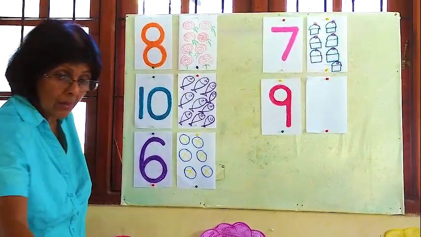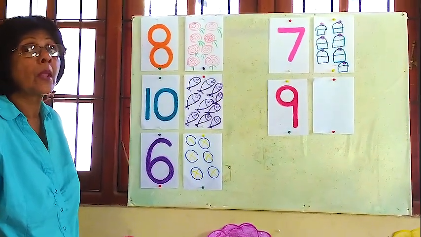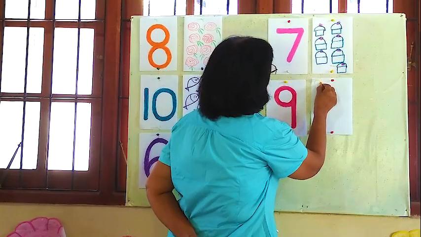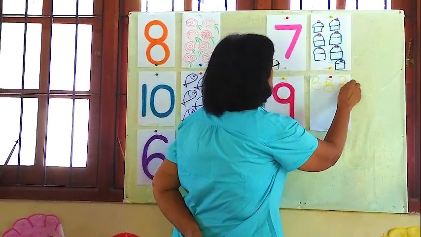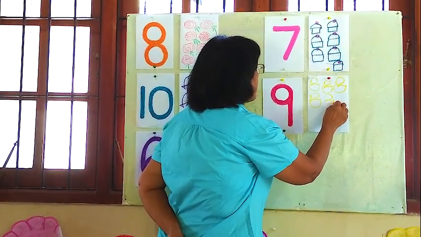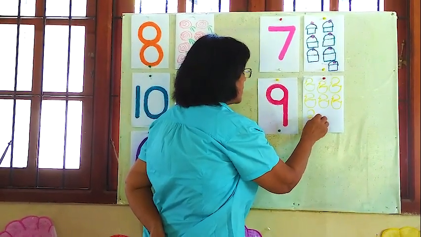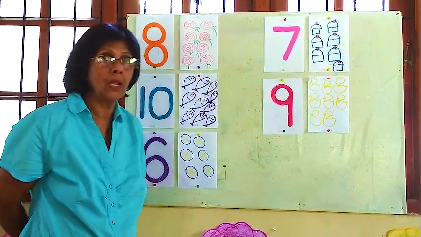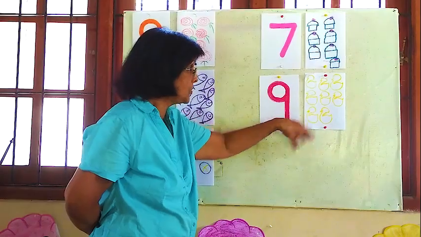Now the last number here, number 9. What's the number? Number 9. For 9, I am going to draw 9 ducks. 9 ducks here. 1, 2, 3, 4, 5, 6, 7, 8. Okay. What is this number? 9.